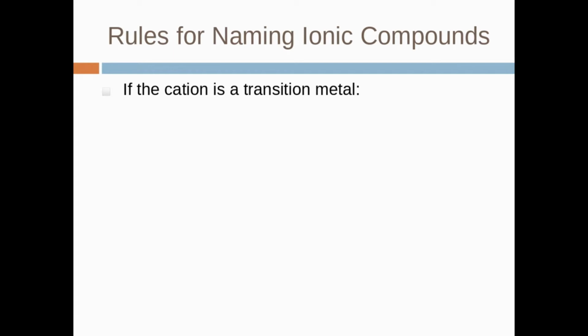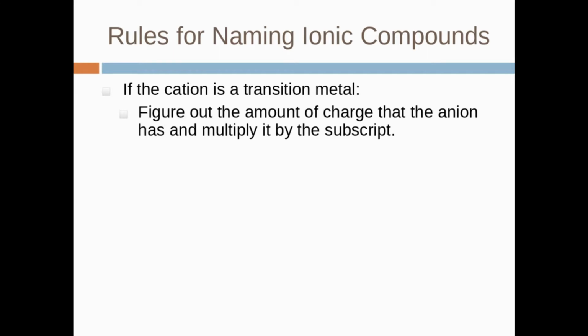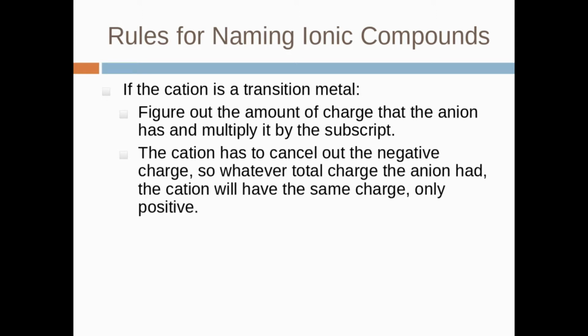All right, so if the cation is a transition metal, things are a little bit different. First, we have to figure out the amount of charge that the anion has based on the periodic table. And then we can multiply that by its subscript to find out the total negative charge in our ionic compound. The ionic compound always has to be neutral, so the cation has to cancel out whatever the total negative charge is. So the cation has to have the same amount of charge, but it's just going to be positive instead of negative.